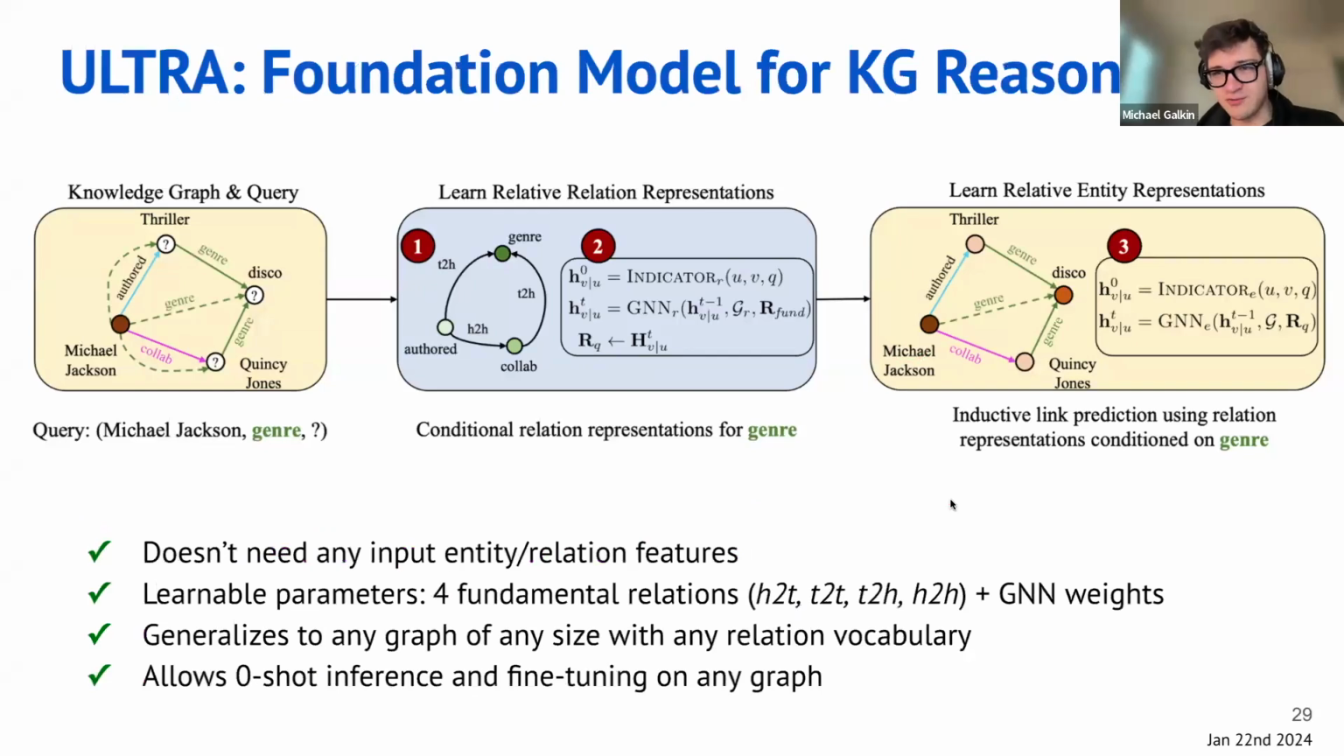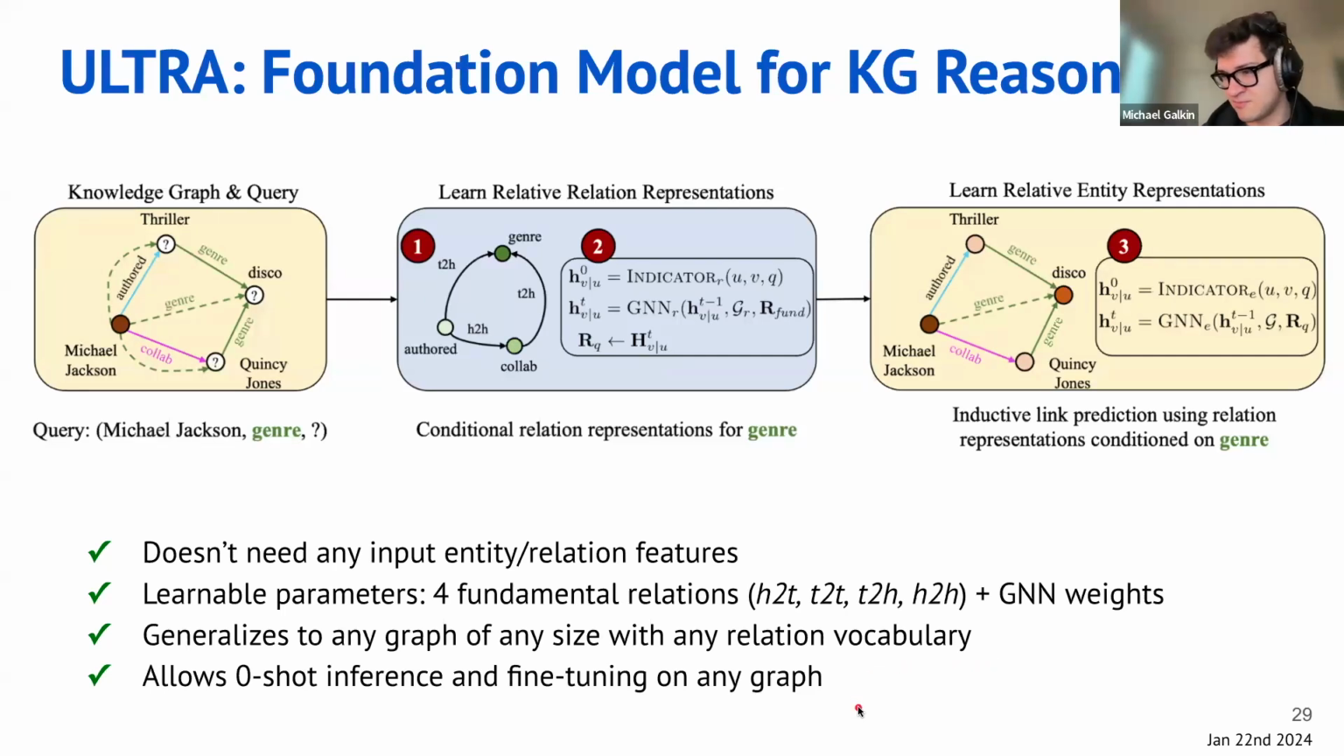So a cool feature of that approach is that we still do not need any input entity or relation features. It's possible to attach them, though there are some tricky ways that we have to deal with, for instance, different dimensionality of node and edge features. We only have very few learnable parameters: the 4 fundamental relations that we learn in the metagraph, and GNN weights. So the model is pretty small. We can generalize to any graph of any size with any relation vocabulary, from a graph of a few hundred nodes to huge graphs of millions of nodes, as long as they have several relation types, we can work with them. And yeah, it allows zero-shot inference and fine-tuning on any graph.